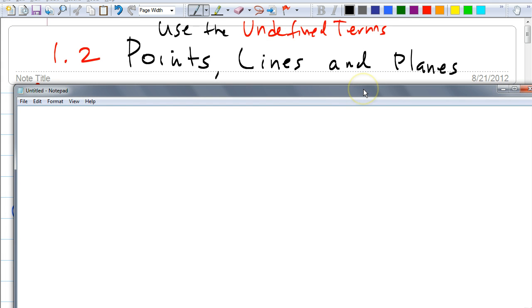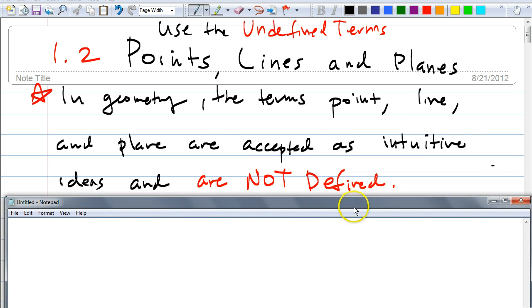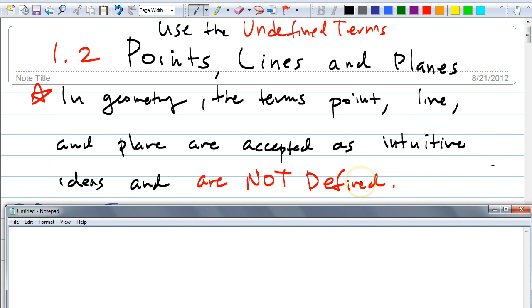We're going to use the undefined terms. And there are 3 undefined terms. Can somebody guess what they are? Yes? Points, line, and plane. That's right. So in geometry, we do not define these 3 terms. Point, line, and plane. Okay? And we accept them as intuitive ideas, so we do not define them.